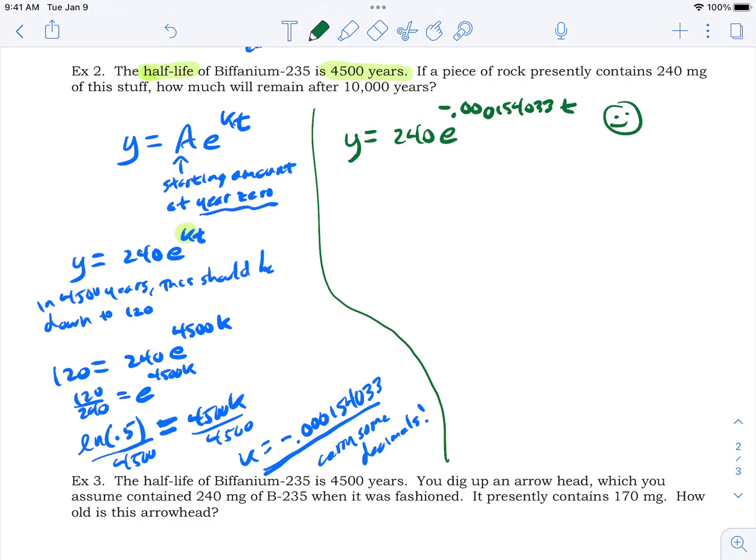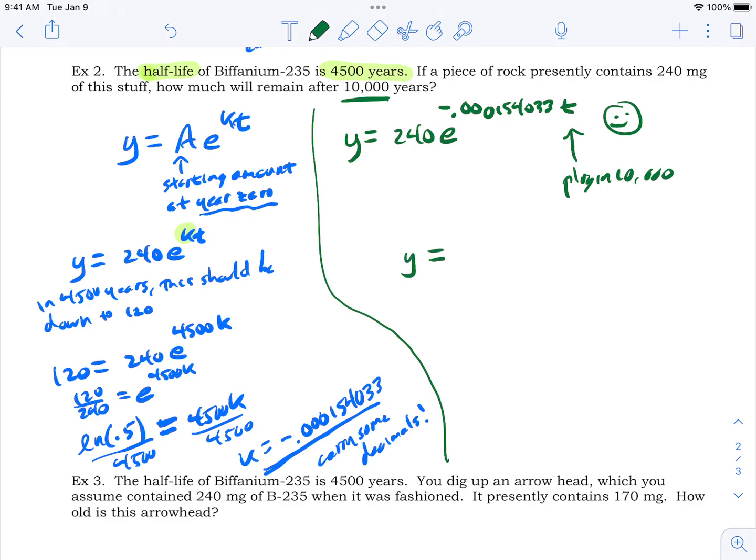It wants to know how much will be left in 10,000 years. Plug in 10,000. By the way, just as a quick estimate, in 4,500 years, it got cut in half. Well, another 4,500 years, it'll get cut in half again. In other words, when we get to the 9,000 year mark, it should be cut in half again. So the 120 would be down to 60. We're going to go a little more than that, so it's going to be a little less than 60.